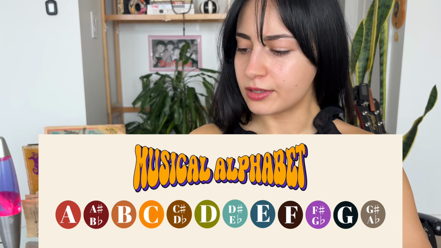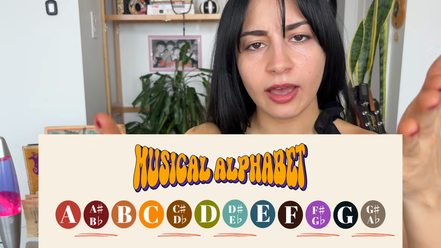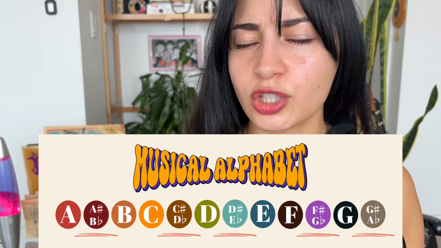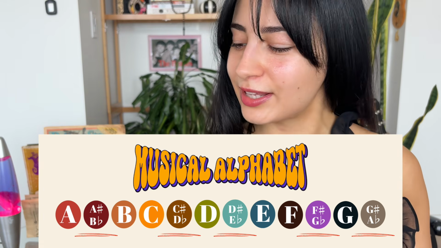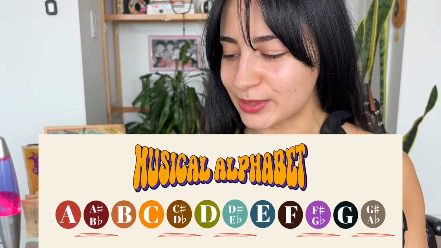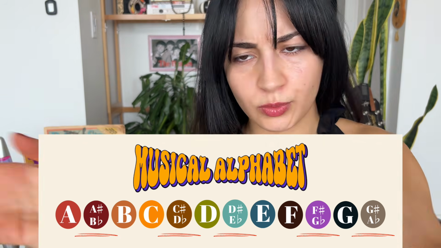And if we notice, some of these little notes have what are called sharps and flats, also referred to as accidentals. So what are these sharps and flats? What are these little symbols? What do they mean? Well, they indicate when a non-accidental note is raised or lowered by a half step from its natural position.